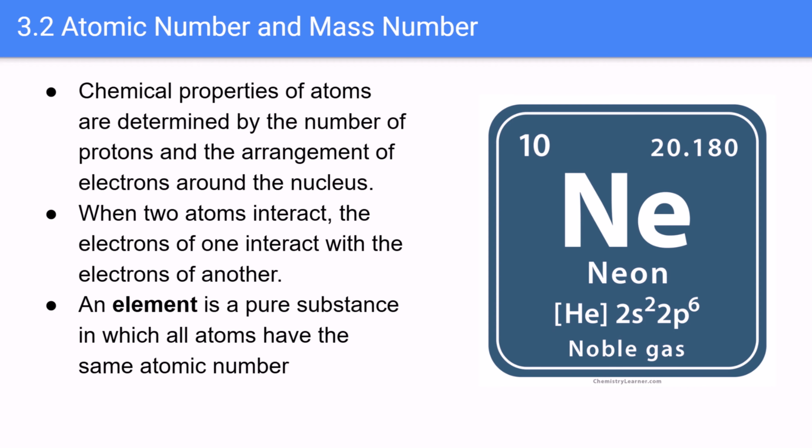So one thing to take into account is that chemical properties of atoms are determined by the number of protons and the arrangement of electrons around the nucleus. Remember that the number of protons is determinant of the type of atom that we have. So for example, all neon atoms are going to have 10 protons.